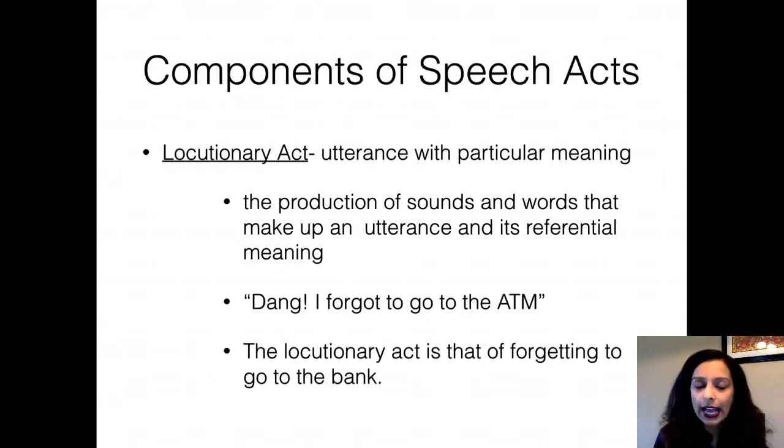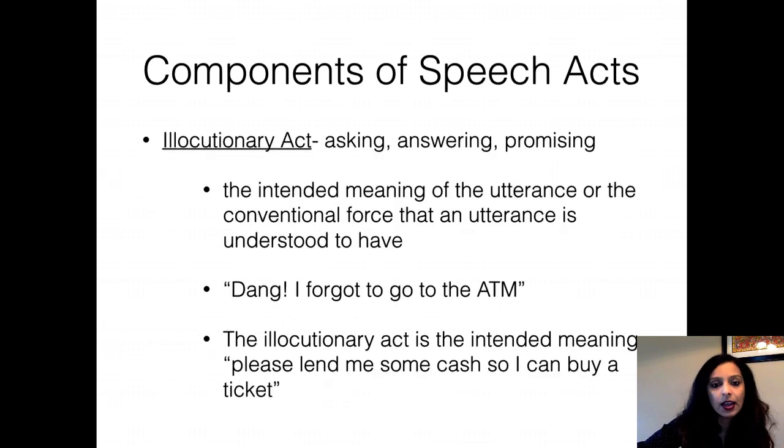The locutionary act is an utterance with a particular meaning. So if I say something like, dang, I forgot to go to the ATM, the locutionary act in this case is that you forgot to go to the ATM, you forgot to go to the bank. So you're literally telling somebody that I was supposed to go to the bank, but I couldn't go to the bank and I forgot to go to the bank, right? So this is called a locutionary act because there is a particular meaning associated with it, and that is what you're conveying by saying, dang, I forgot to go to the ATM.